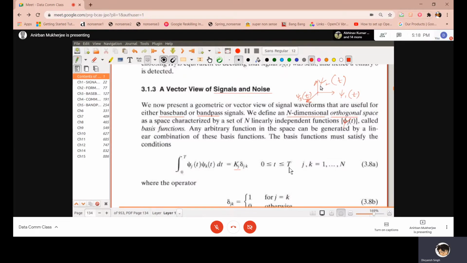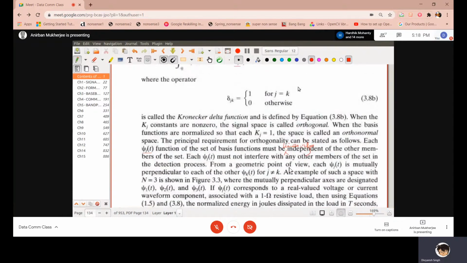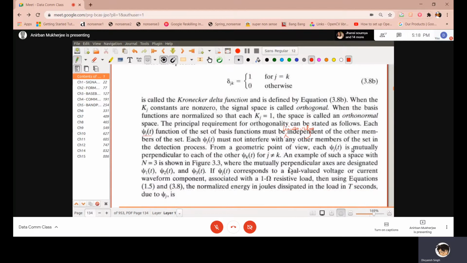Similarly, you cannot generate k into psi 2 or p into psi 2, where p is a scalar number, by the linear combination of psi 1 and psi 3. So that means psi 1, psi 2, psi 3, these functions are linearly independent. Okay. And so that means each psi j t must not interfere with any other members of the set in the detection process. Now, also each psi j t is mutually perpendicular to each other for j not equal to k, for the orthogonal basis functions.